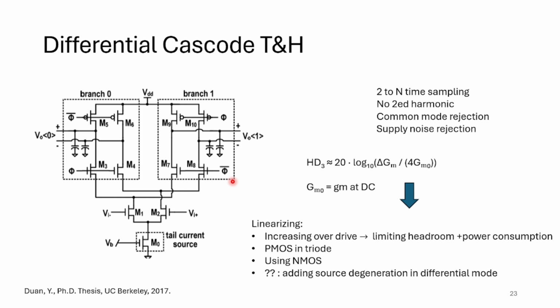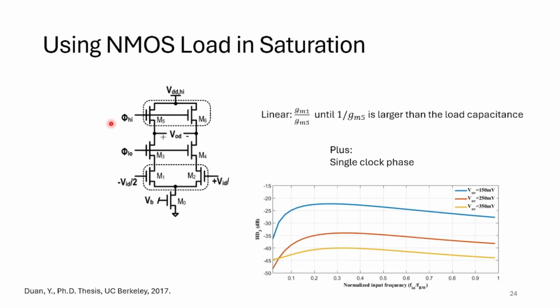So to make them more linear, instead of PMOS, you can use an NMOS. With the NMOS, the nonlinearity of M1 will be removed by M5. You can see it in this equation. The problem is at high frequency, the capacitor loading here would have a lower impedance compared to 1 over GM5, and you would have some variation here.